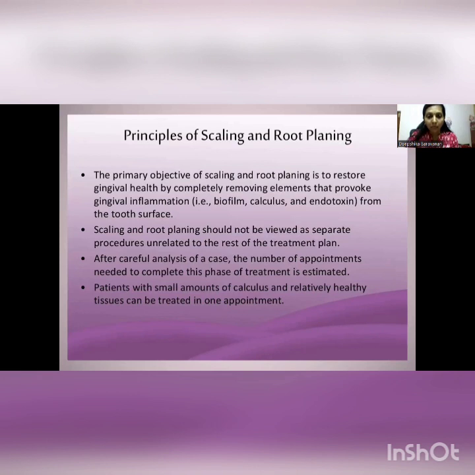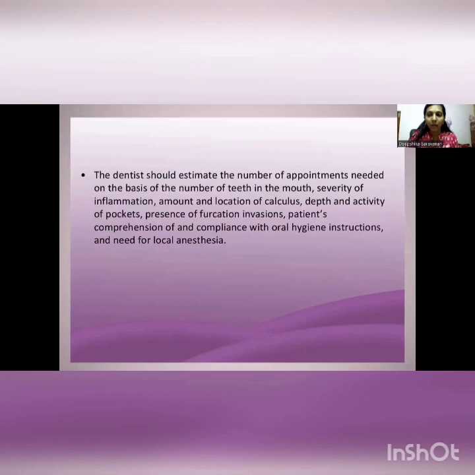A small amount of healthy tissue can be treated with one appointment. The dentist should estimate the number of appointments needed depending on the severity of the inflammation, calculus, any furcation, as well as compliance with oral hygiene.